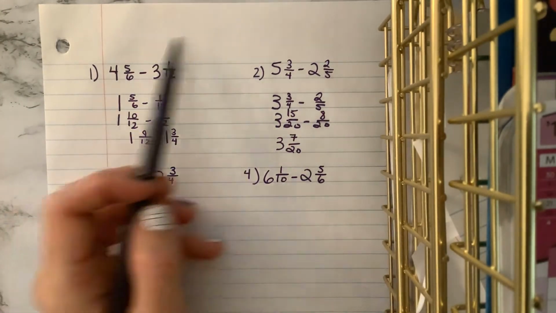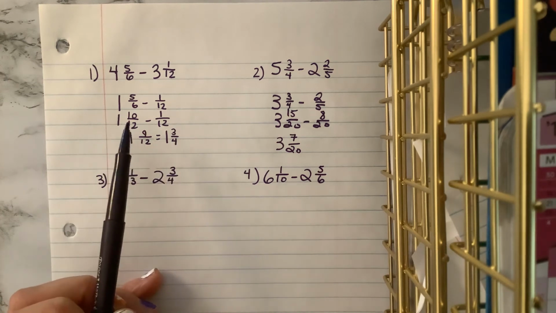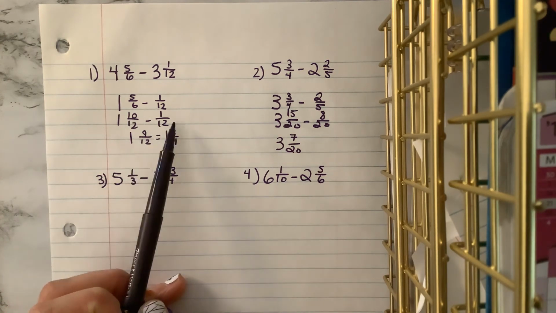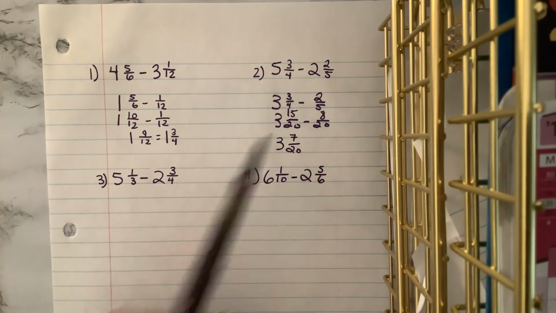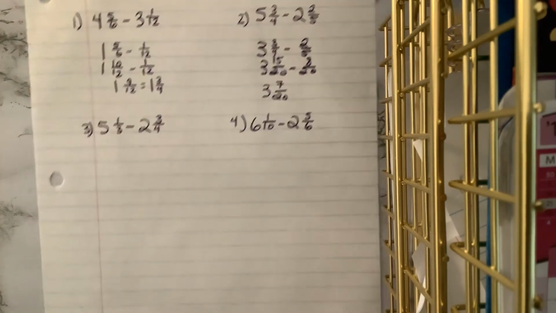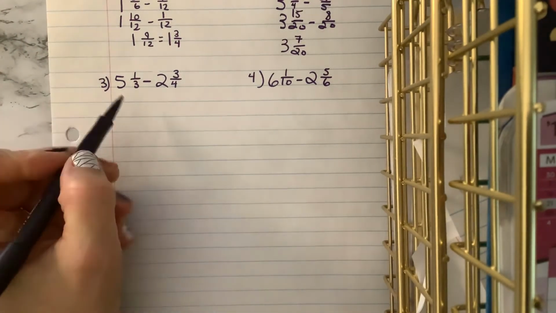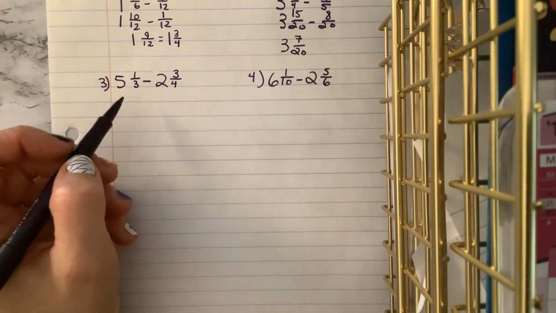So in both of these cases, we were able to just do our subtraction, right? Because our numerator was greater here than here. Our numerator was greater here than here. These next two, however, you're going to have to do that borrowing or making improper, okay?